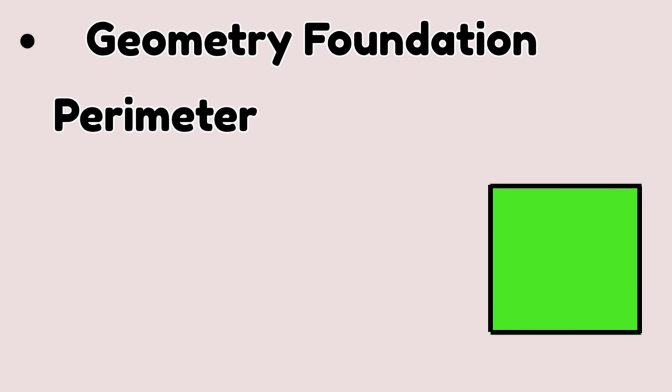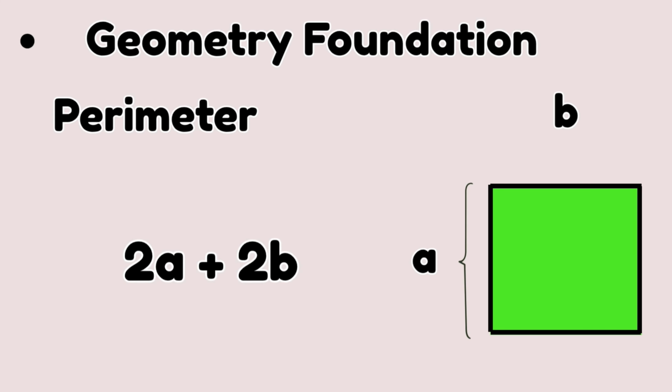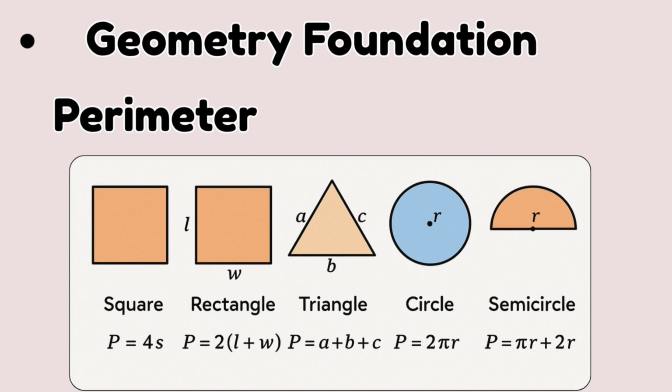Imagine you want to put a fence around your garden. The fence needs to follow the outline of the shape, covering every edge. This total distance around the shape is called the perimeter. For a square or rectangle, you simply add the lengths of all 4 sides. Whether it's a regular shape or a complex polygon, calculating the perimeter tells you exactly how much boundary material you'll need.